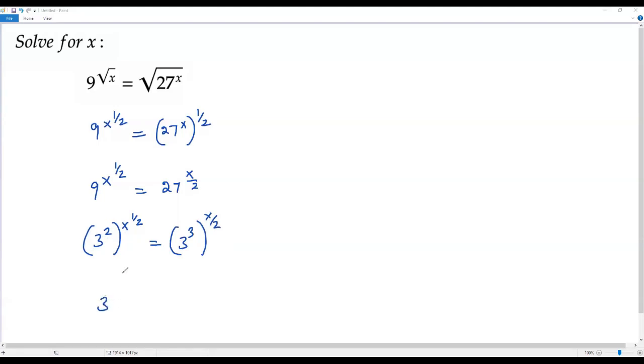Then I'm getting 3 to the power of, when I multiply 2 times x to the power of 1/2, equals, here we have base 3, the first exponent is 3, and for this complete stuff I have the exponent x over 2. So we multiply the two exponents: 3 times x over 2 gives 3x over 2. Now I got the same base on both sides. If two terms are equal with the same base, we can equate the exponents. So when I equate the exponents, I get 2 times x to the power of 1/2 equals 3x over 2.